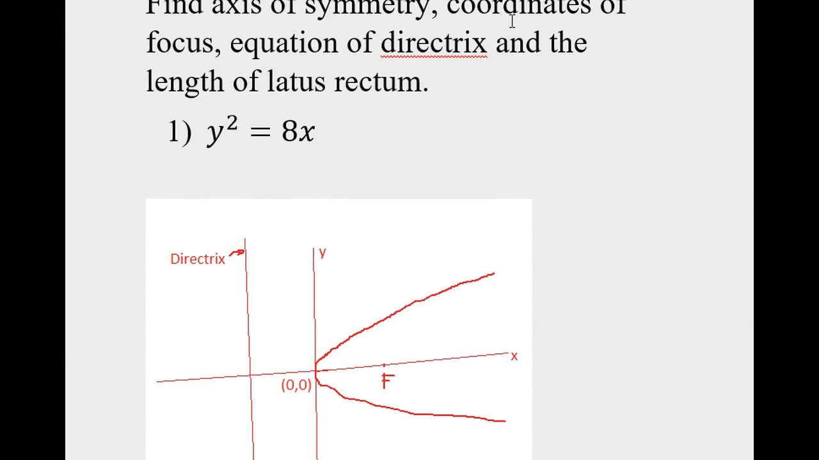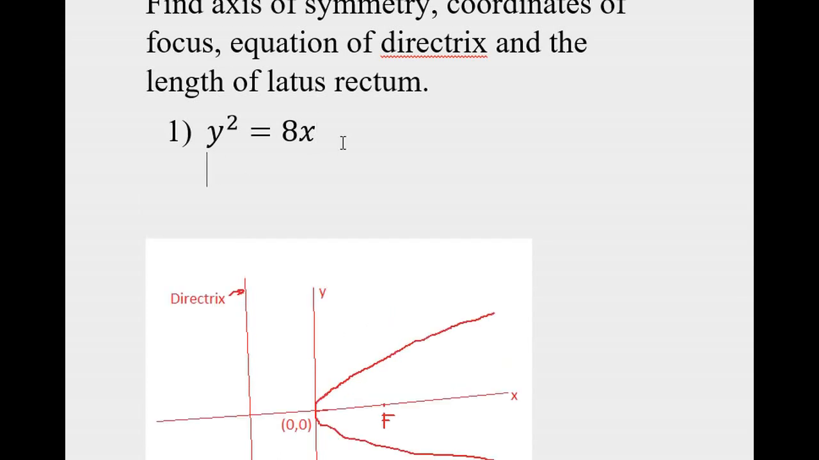Let's solve some examples. We will find the axis of symmetry, the coordinates of the focus, the equation of the directrix, and the length of latus rectum of a parabola whose equation is given. We will take the example y square equals 8x.